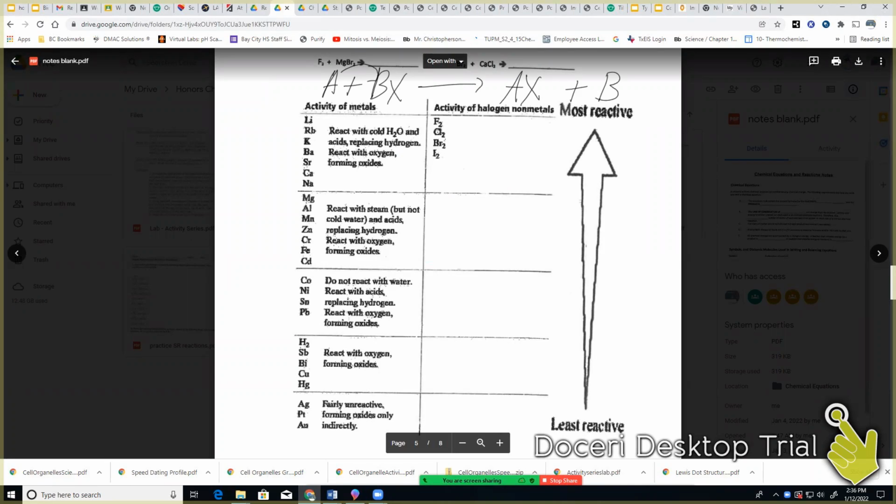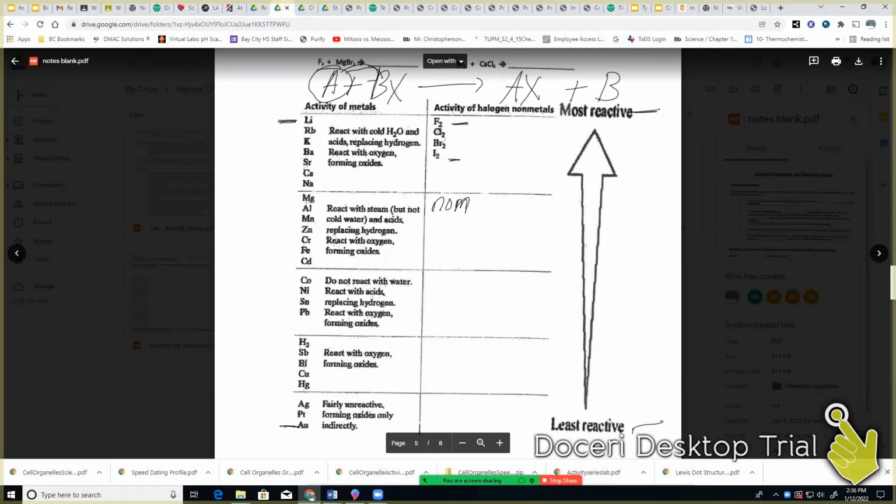Single replacement reactions only take place if the lone element, the element all by itself, is stronger than the element it is trying to kick out. So that's what you use for your activity series. It goes from the least reactive to the most reactive. So lithium is going to be my most reactive metal. Gold is going to be my least reactive metal. And then on the non-metal side, we really just look at the halogens, with fluorine being my most reactive and iodine being my least reactive.